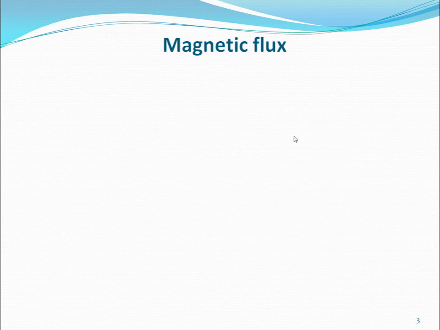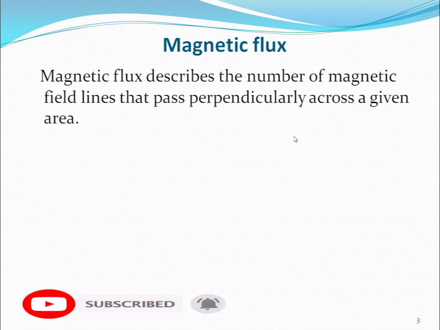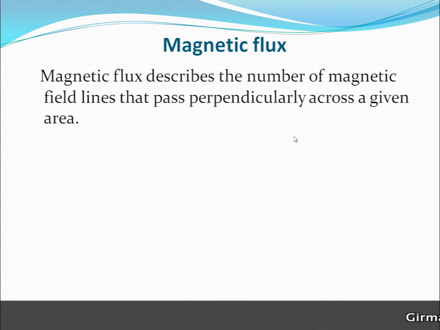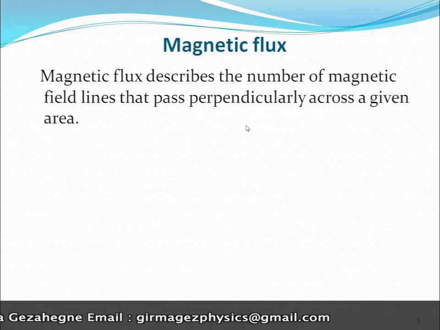Magnetic field lines በሆነ surface ውስጥ የሚያልፉትን ነገር measure የሚያደርግልን ነገር magnetic flux ይባላል ማለት ነው። Magnetic flux describes the number of magnetic lines of forces that pass perpendicularly across a given area. It depends on three important factors.